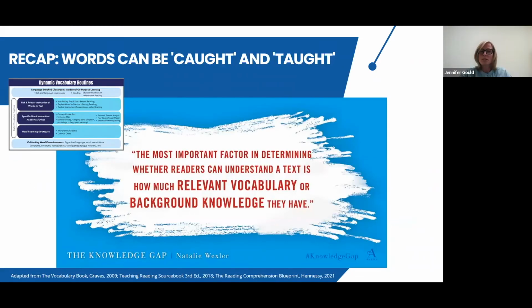Wonderful. So in summary today, vocabulary is one of the 5 essential components of effective reading instruction and is critical in helping students make sense of the words they're lifting from the page. To support students, we are advocating for a dynamic approach to vocabulary instruction in classrooms, keeping in mind that words can be caught and need to be taught to support oral language, reading comprehension, and written expression.